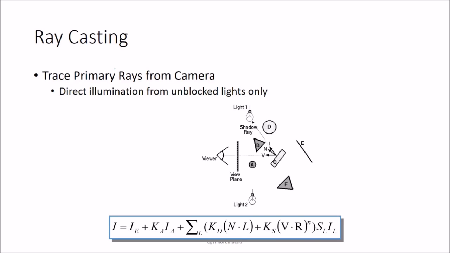So this ray casting, what is this ray casting? This traces primary rays from the camera. Ray casting traces the primary rays from the camera. So direct illumination from unblocked lights only is seen. Direct illumination from unblocked lights, here, ray casting.